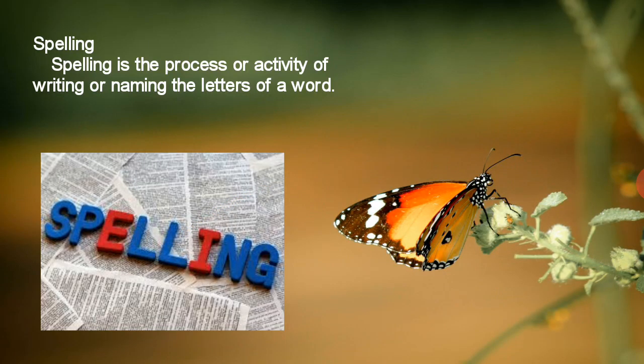First, what is meant by spelling? Spelling is the process or activity of writing or naming the letters of a word. Everyone knows that the alphabet letters are 26. A group of letters is called a word. A group of words is called a sentence. A group of sentences is called a paragraph. And a group of paragraphs is an essay. So in that, spelling is the most important. It is the activity of writing or naming the letters of a word.